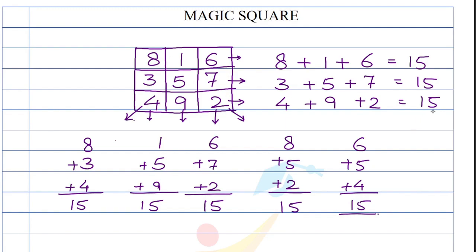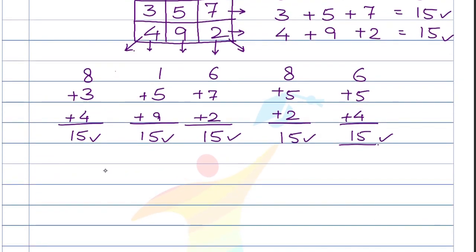So in all the cases, the sum remains the same. Like if I add the numbers row wise or column wise or diagonally, in all the cases the sum is same, and this sum is known as the magic number. So here for this square, the magic number is 15.